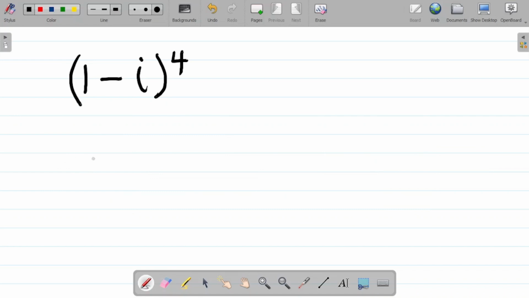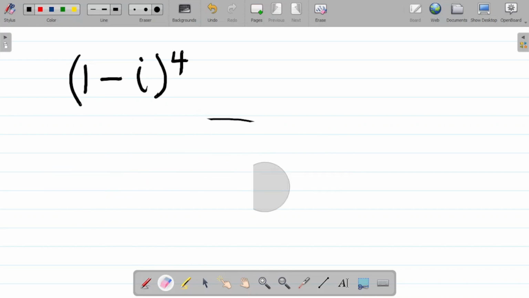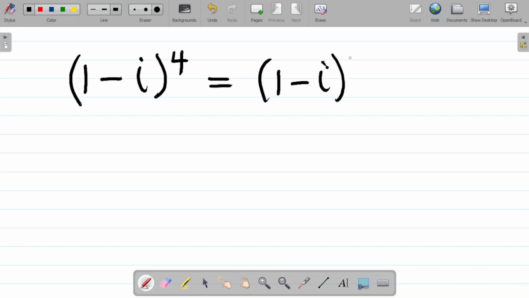Now first things first, if we have a to power 4, we know that a to power 4 is simply a to power 2 multiplying a to power 2, right? 2 plus 2 here gives you 4. All right, so what does this mean? How does this apply to our question? From here, we can say 1 minus I to power 4 will be equal to 1 minus I to power 2 multiplying 1 minus I to power 2. All right, so this becomes 2 power 4.